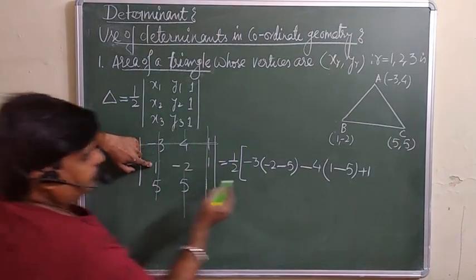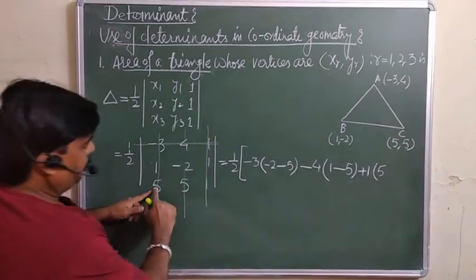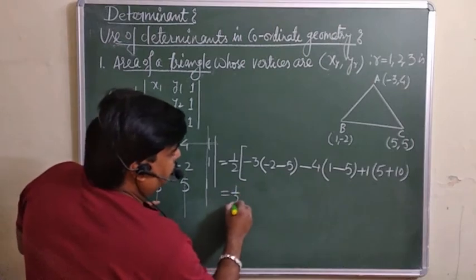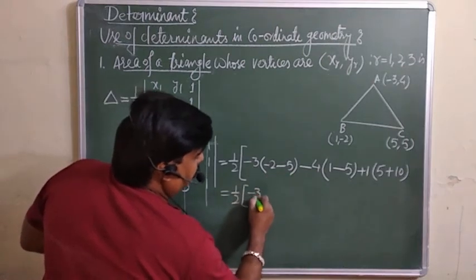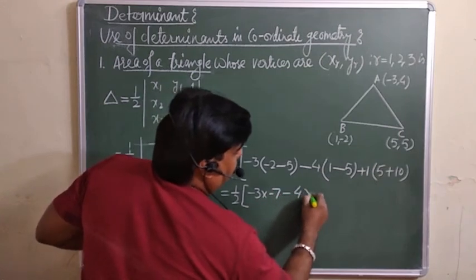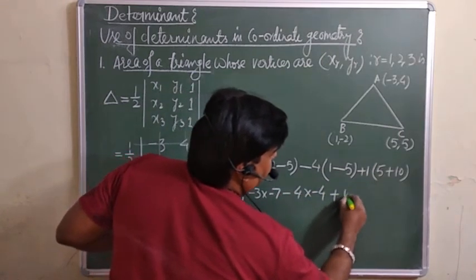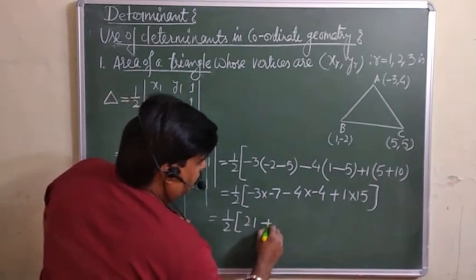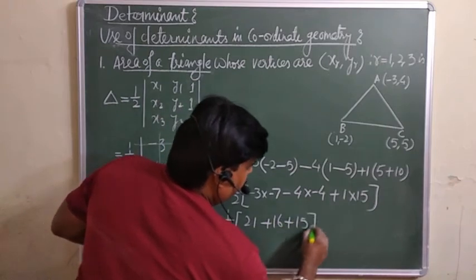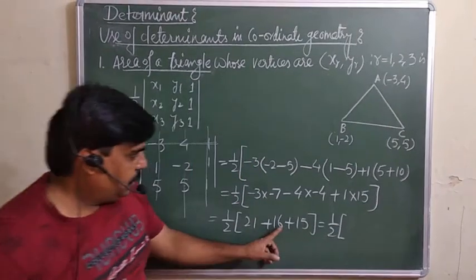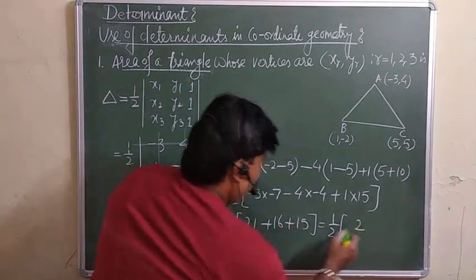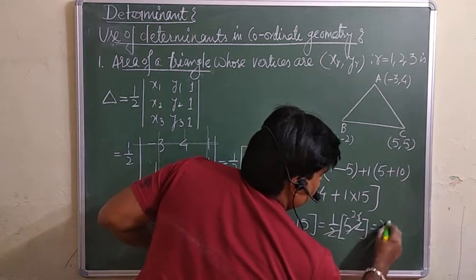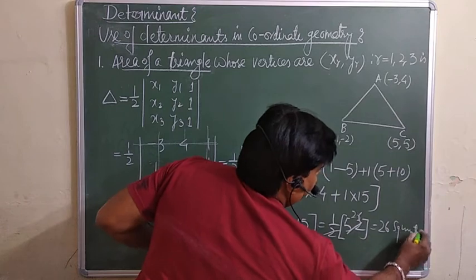So this is 1 into 5, 5 and minus 5 into minus 2. So plus, this becomes plus, so 10. So this is equal to 1 by 2, minus 3 into minus 7, minus 4 into minus 4, plus 1 into 50. So here you will get 1 by 2, 21 plus 16 plus 50 is equal to 1 by 2. Add them. So this is 7, 2, carry 1, 3, 4, 5, 52. So this is 26. So this 26 square unit will be the area of this triangle.